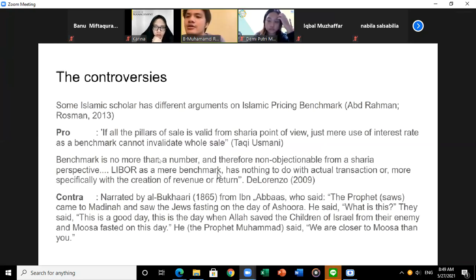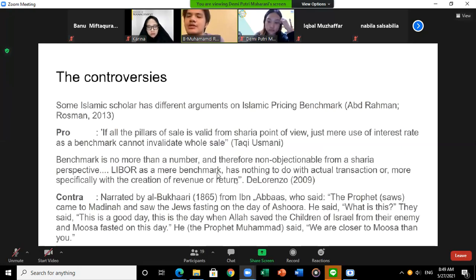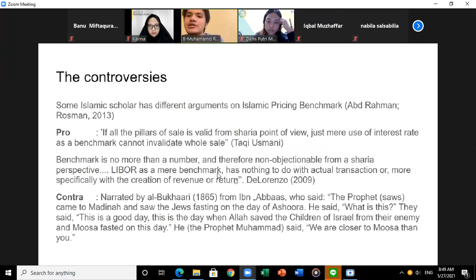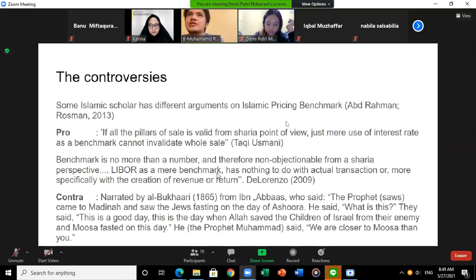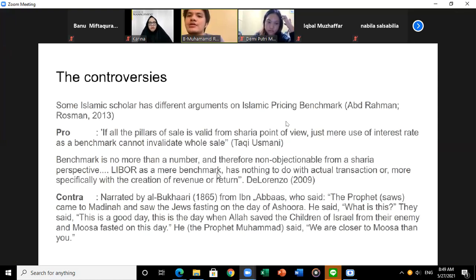Taqi Usmani means that the example of LIBOR is only just a number, so it won't invalidate the sale transaction if the akad already obeys the Sharia law. And the other said benchmark is no more than a number and therefore non-objectionable from a Sharia perspective. LIBOR as a mere benchmark has nothing to do with the actual transaction, or more specifically with the equation of fee or return.